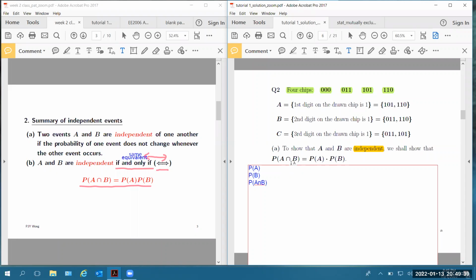Everybody can see my typed letters here, right? So we want to find these three probabilities. We find them together. Let's get the probability of A first. How do we get it? Just now you already know that A is represented by this set, 101 and 110. So from here, can you tell what is the probability of event A happening?